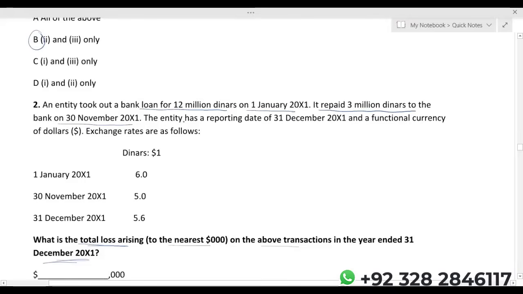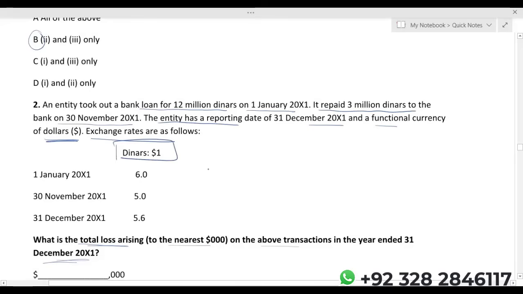The remaining loan you have to retranslate on the SOFP date by using the closing rate, because it's a monetary liability. The entity has a reporting date of 31st December X1 and a functional currency of the dollar. Exchange rates they have given us. Okay, fine. Now let's see. First of all, look at the exchange rate.